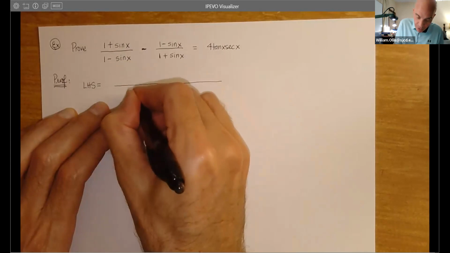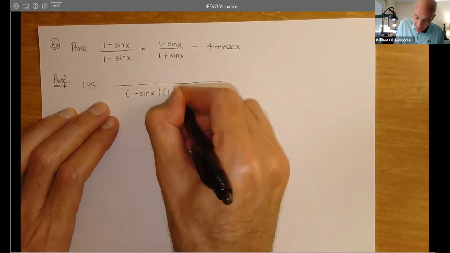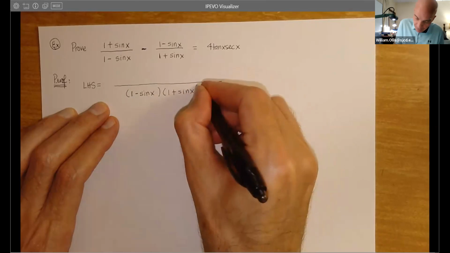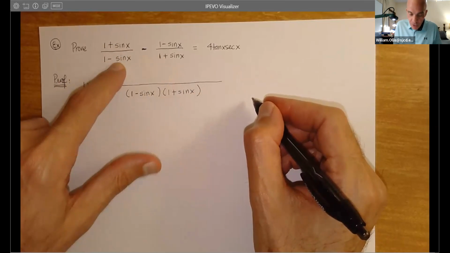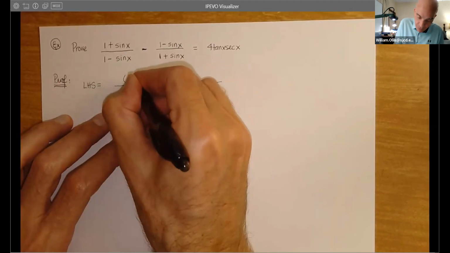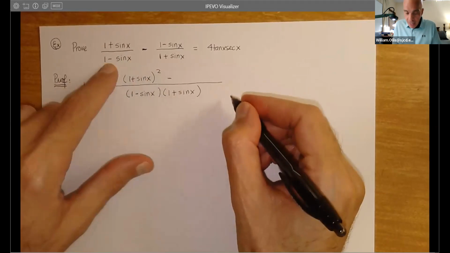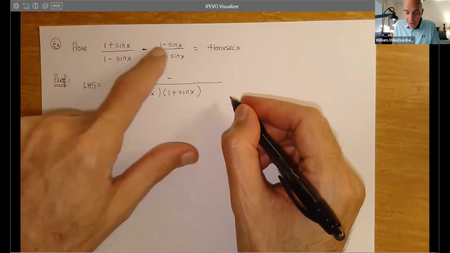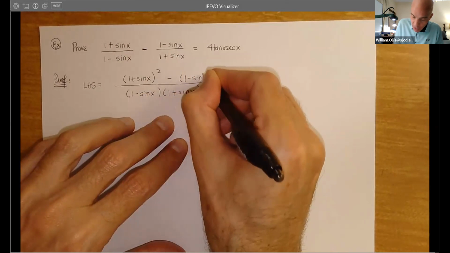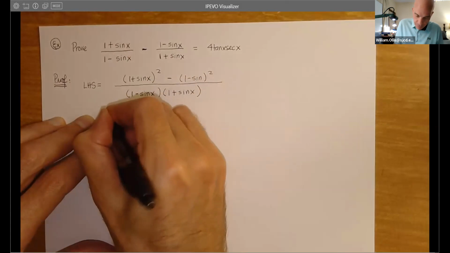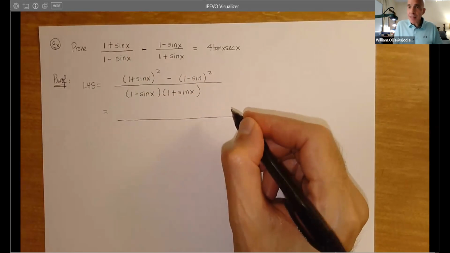So we have 1 minus sine x times 1 plus sine x. And so now, of course, we need another copy of 1 plus sine x here to balance that. So this gives us 1 plus sine x times itself. And likewise here, we've got to have another copy of 1 minus sine x to balance this. So this is 1 minus sine x quantity squared. So now all we want to do is expand the binomials.